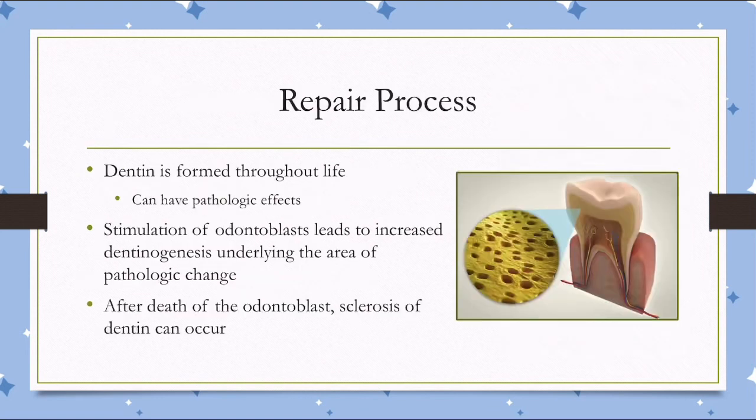Next, we will look at the repair process. Dentin is continuously formed throughout life, but pathological effects may occur. These effects may be caused by dental caries, attrition, abrasion, and cavity preparation, ultimately resulting in a change to the dentin. To add, the stimulation of odontoblasts leads to increased dentinogenesis underlying the area of pathologic change. If this stimulation of dentin is mild enough for the odontoblast to survive, then reparative dentin will form. Also, sclerosis of the dentin may occur due to the death of an odontoblast.